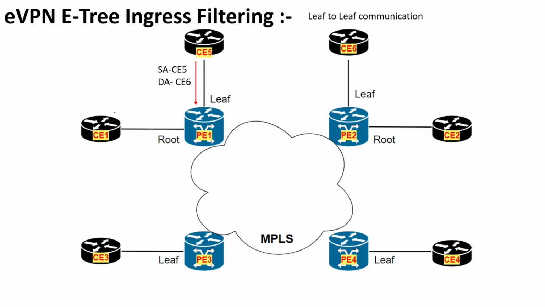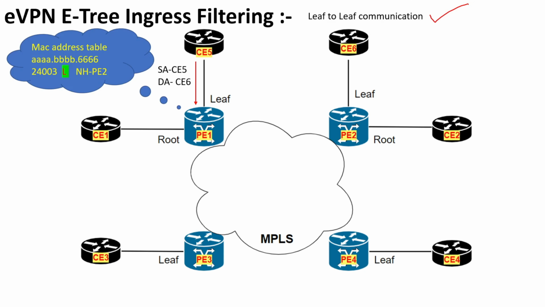Let's say that on the leaf attachment circuit on PE1, the CE5 device wants to reach CE6, which is another leaf attachment circuit or CE device on PE2. So this is the leaf to leaf communication we are discussing. Once the frame is received on PE1, obviously it will check the MAC address table, and based on that it will figure out that the L flag is set for this MAC address, and then it is not going to forward it. That we call the ingress filtering.